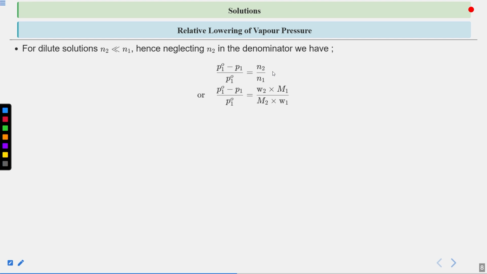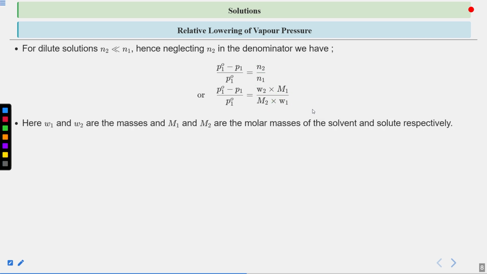If we do that, we get our final equation like this. Now, the number of moles of 2 can be calculated as the given mass of 2 divided by the molecular mass of 2. Similarly, N1, the number of moles of solvent, is the given mass of the solvent divided by the molar mass of the solvent. So this is our finally required equation. Most of the time, we deal with this approximation. In many questions, you will not have this N2 value, so don't panic in that case. Just use this equation directly. Here W1 and W2 are the masses, and M1 and M2 are the molecular masses of the solvent and solute.